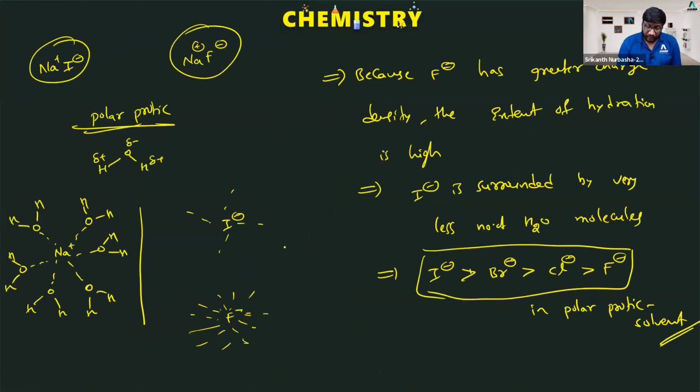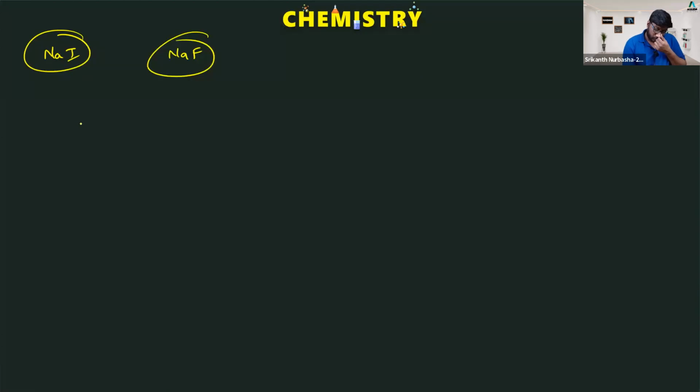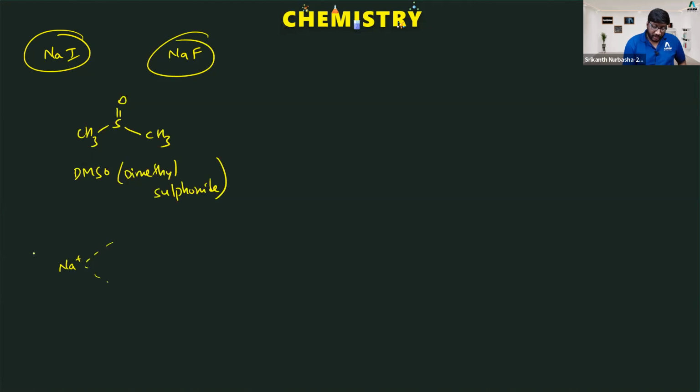In a polar protic solvent, both cations and anions are solvated. Take the same example, NaI, NaF in a polar aprotic solvent, DMSO, dimethyl sulfoxide, CH3, S double bond O, CH3. DMSO is a polar aprotic solvent, so you are not getting a partial positive charge on hydrogen. In that case, Na plus will be surrounded by the partially negatively charged oxygen, partially positively charged sulfur. Oxygen will have the partial negative charge, so that is surrounded by Na plus.